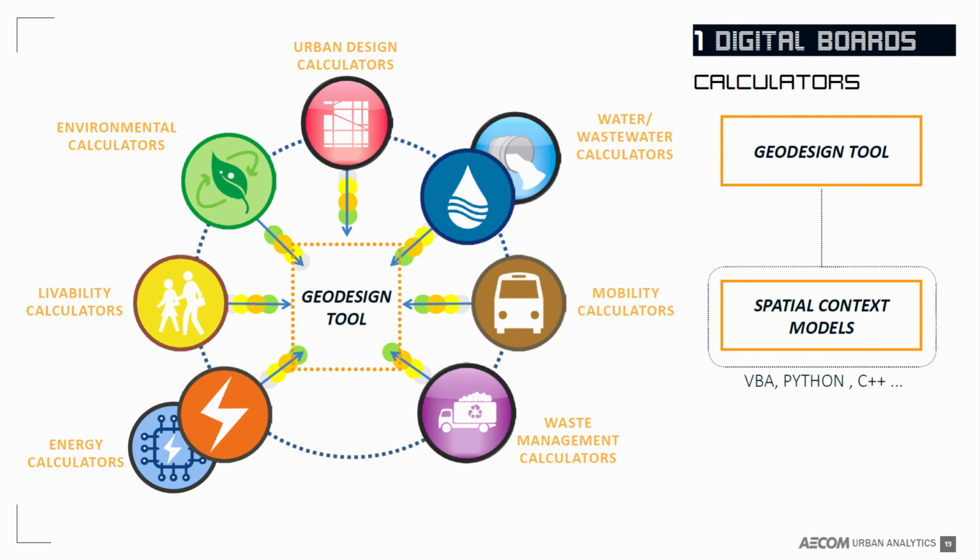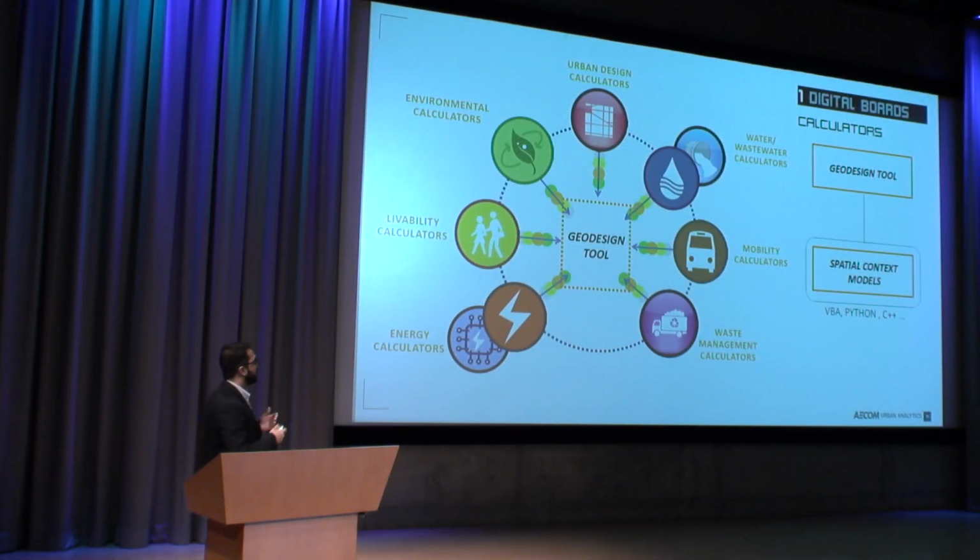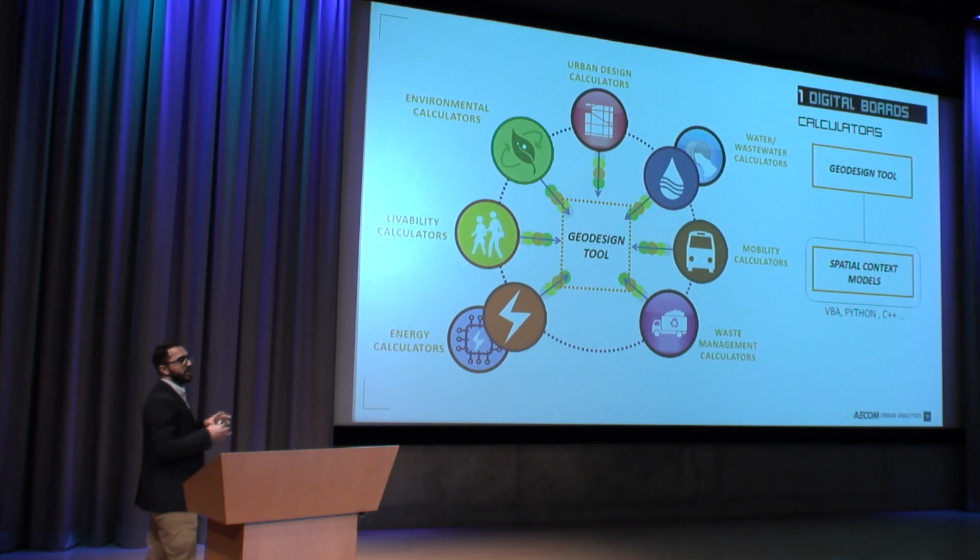So there are tools out there right now. A lot of you might be using GeoDesign Hub, City Engine, Urban Footprint, Tygron, and whatnot. There are many tools out there. But what's exciting to me is the idea that you can attach your models to the geodesign tools. Over the course of time, we have developed what I call calculators, and we attach those to our geodesign process. So for example, there are urban design calculators, wastewater calculators, mobility, waste management, and all of these run simultaneously along with the geodesign tools.